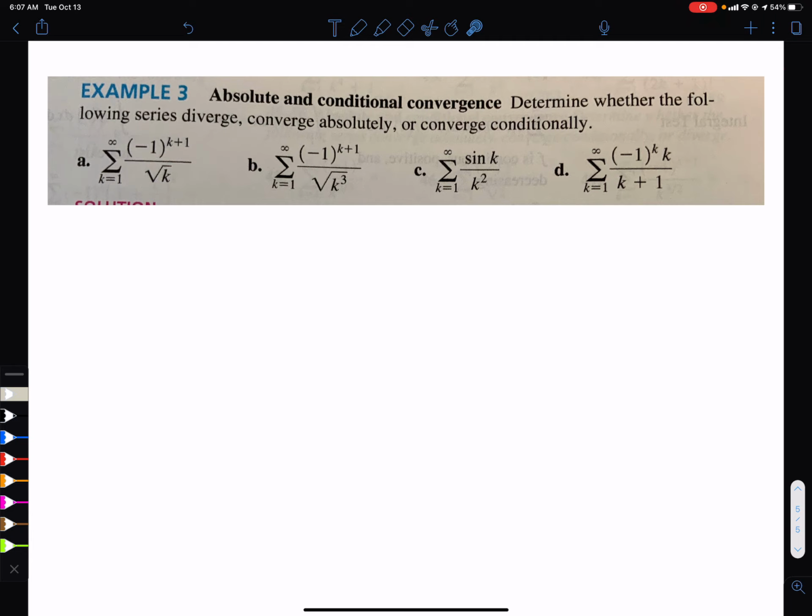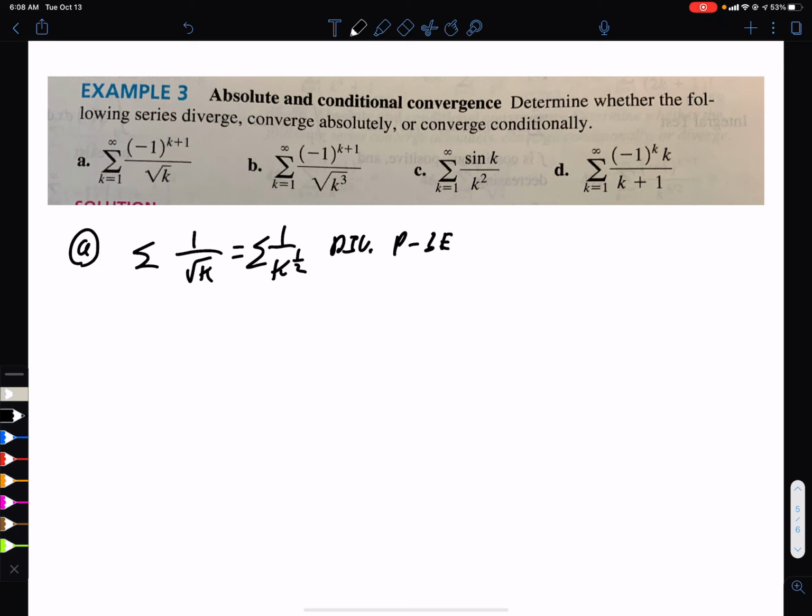We're almost done. We're going to look at the convergence of these, absolute convergence or not. So we always test the absolute value first, because if the absolute value converges, then we're done. We know it converges absolutely. So let's look at this. We're doing the absolute value, which is 1 over k to the 1 half. That's a P series. What do we know about a P series? We know that it diverges, right? This is a divergent P series, because P must be greater than 1 to converge. So we know it diverges.